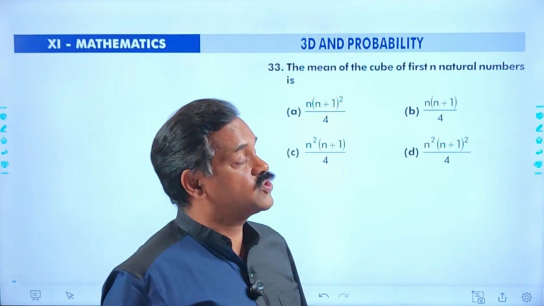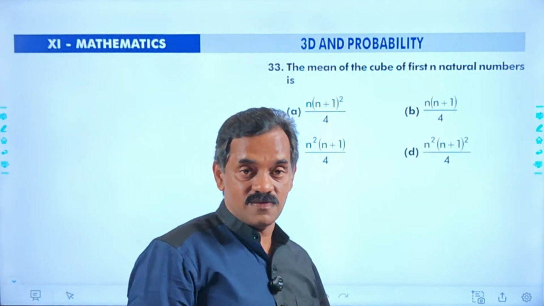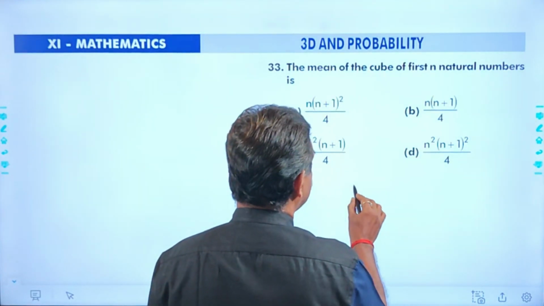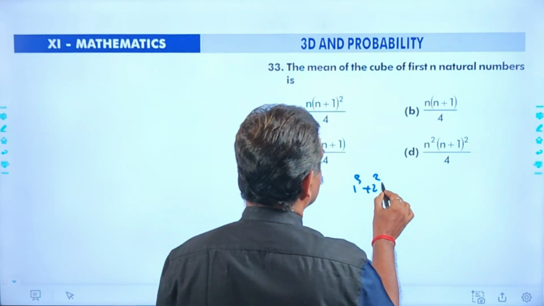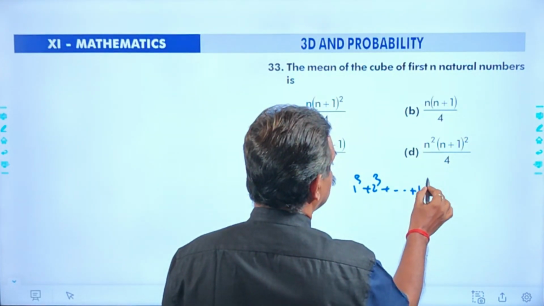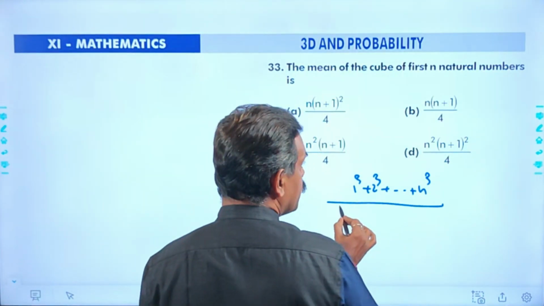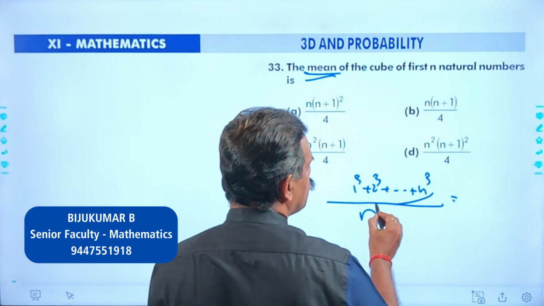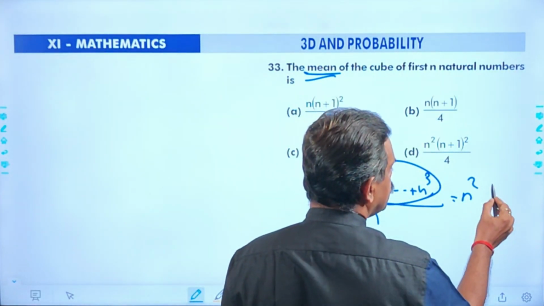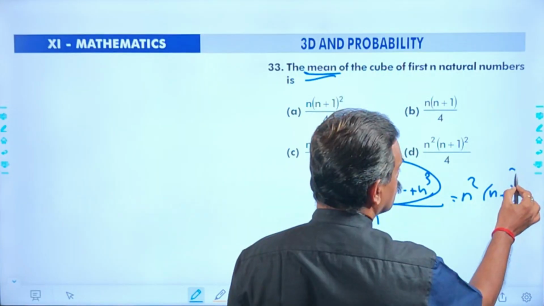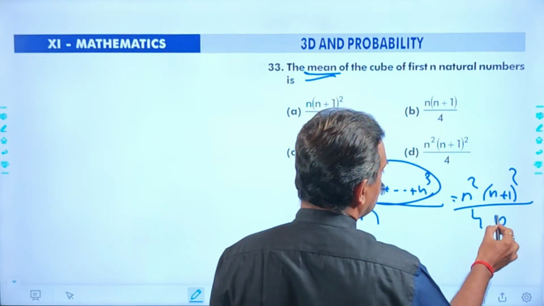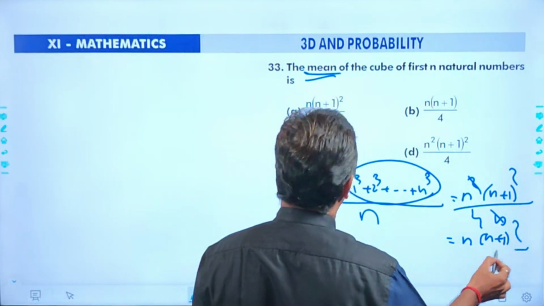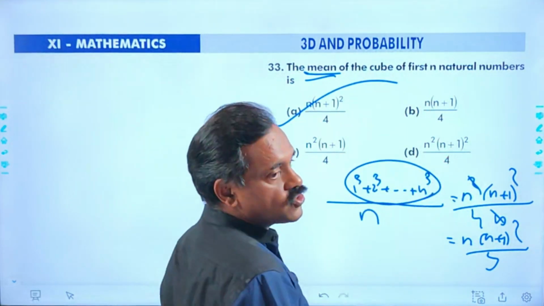The mean of the cube of the first n natural numbers. What does the question really mean? The mean of the cubes of the first n numbers means 1 cube plus 2 cube plus and so on up to n cube. There are n numbers by which this is to be divided, and only then can we find the mean. There is a formula for this one, which you people know well: n square into n plus 1 whole square by 4n. The n gets cancelled, so you are getting n times n plus 1 whole square by 4, which is given by choice A.